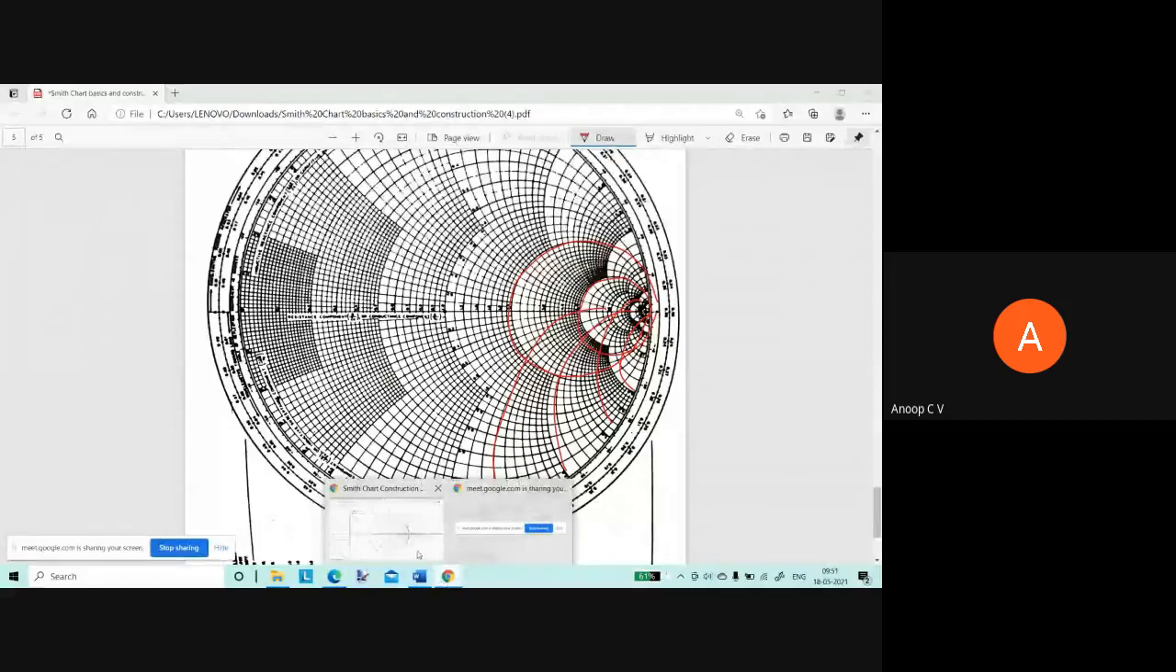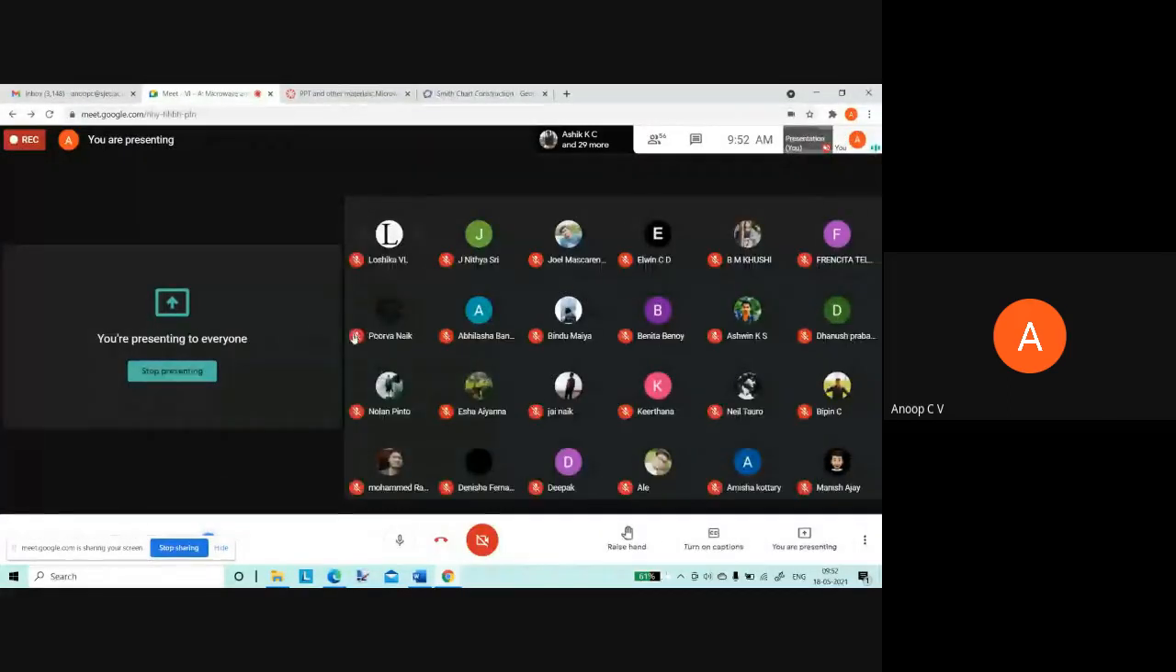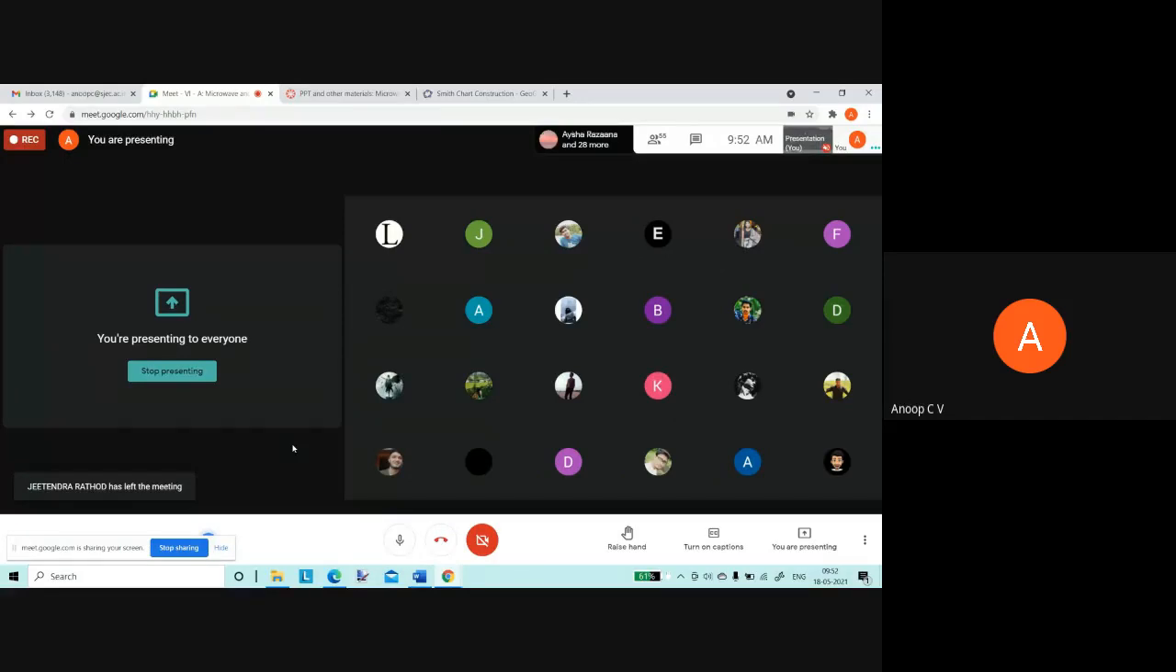Please do type in the chat window. Some of you may be able to appreciate it straight away, but those who didn't get it, please do go home, read it again and again, and try to use this GeoGebra simulation.